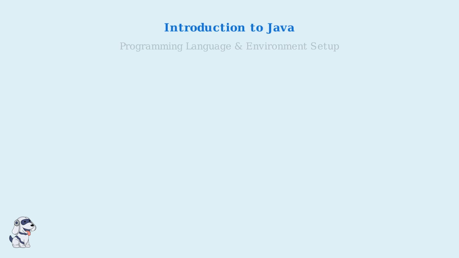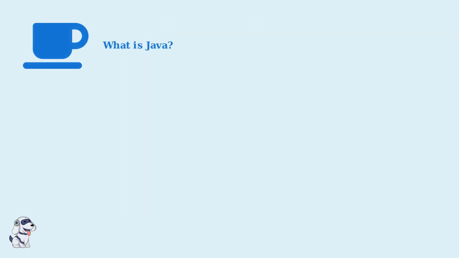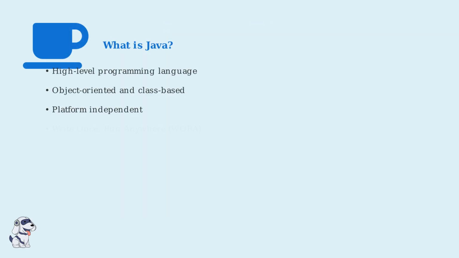Java is a powerful, high-level programming language that has revolutionized software development. Today, we'll explore what makes Java special and how to set up your development environment. Java is a high-level, object-oriented programming language designed for maximum portability.